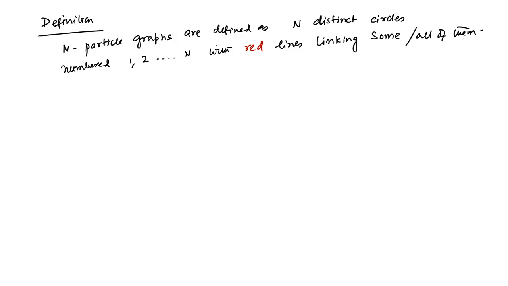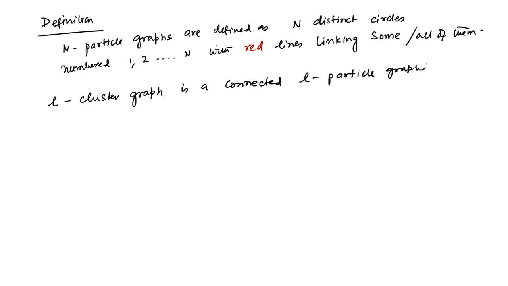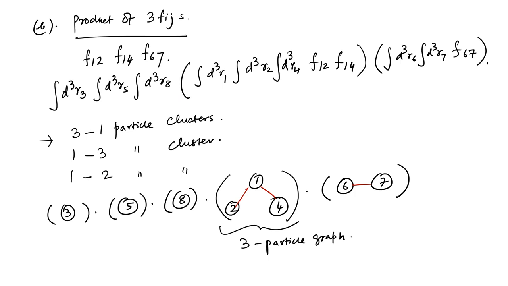So let us talk about an L cluster graph. An L cluster graph, comprising L sites, is a connected L particle graph for which the integral cannot be factorized. That is clear, because for an L particle graph there is no way the integral can be factorized. Here, for instance, there is a connection of three particles, and this cannot be factorized any further.